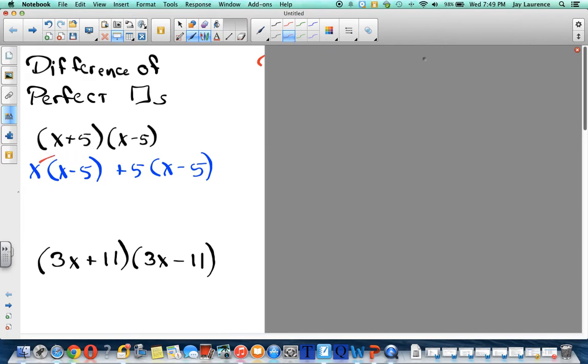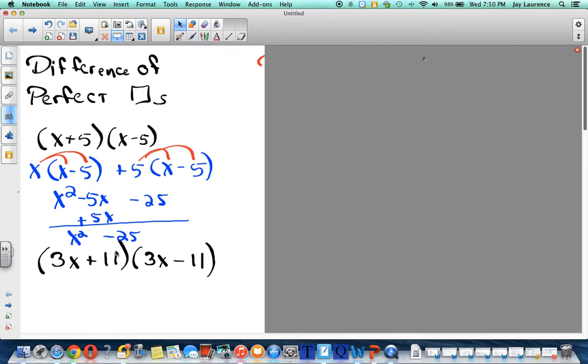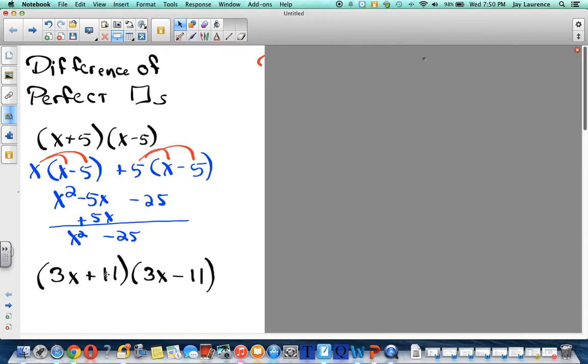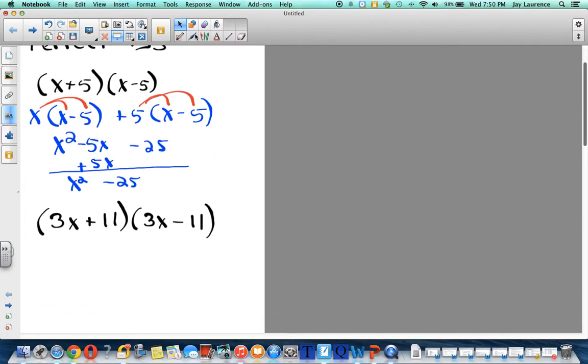So now I'm going to distribute the x, and I'm going to get an x squared, right, minus a 5x. And then I'm going to distribute this 5 here, and when I do that, I get a plus 5x and a minus 25, right? And then I'm going to combine my like terms, and I'll get x squared minus 25, okay? Notice that the positive 5x and the negative 5x canceled out. That's what I meant about doing too much work.